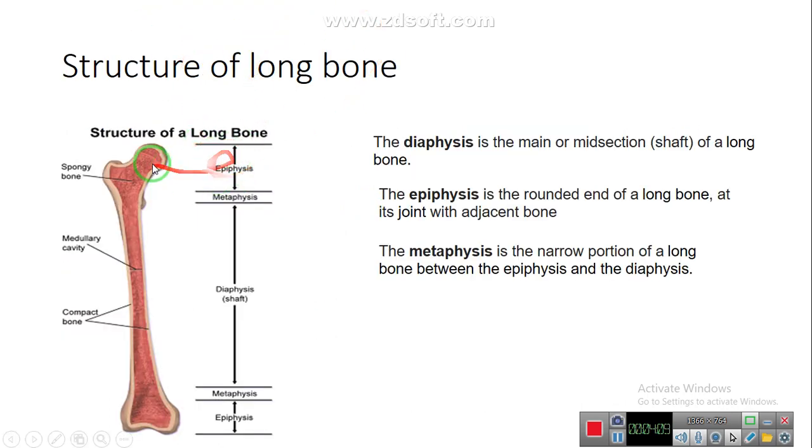Here you can see the diagrammatic presentation of the long bone. This is the diaphysis, the main or midsection shaft of the long bone. The epiphysis is the rounded end of the long bone at its joint with the adjacent bone. The metaphysis is the narrow portion of a long bone between the epiphysis and the diaphysis. So the long bone has three parts: epiphysis, metaphysis, and diaphysis.